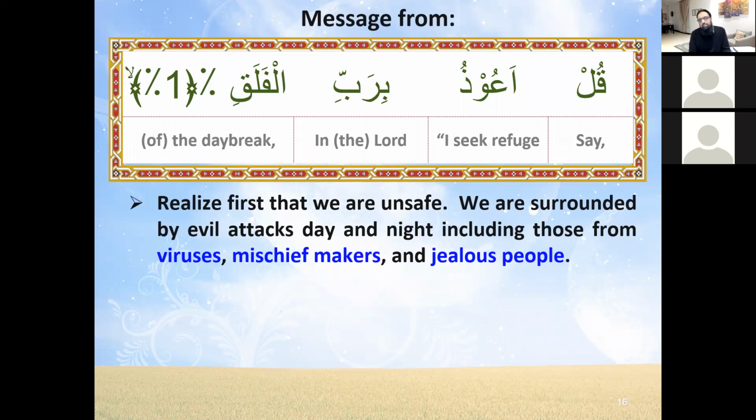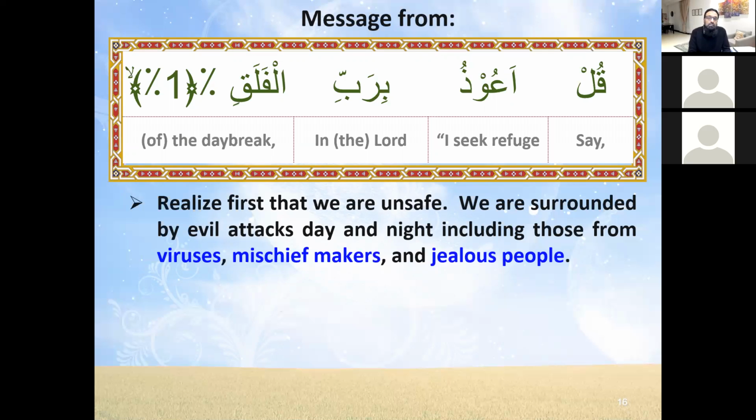So realize first the message in this verse, that we are all unsafe unless Allah subhanahu wa ta'ala grants us his protection. We're surrounded by evil attacks day and night, in the society we live in, including those from mischief makers. And it's very current right now, the viruses, the COVID pandemic, right? It's a virus. It's taken the world, all humanity, by storm. And the protection, we want to seek it from Allah subhanahu wa ta'ala.